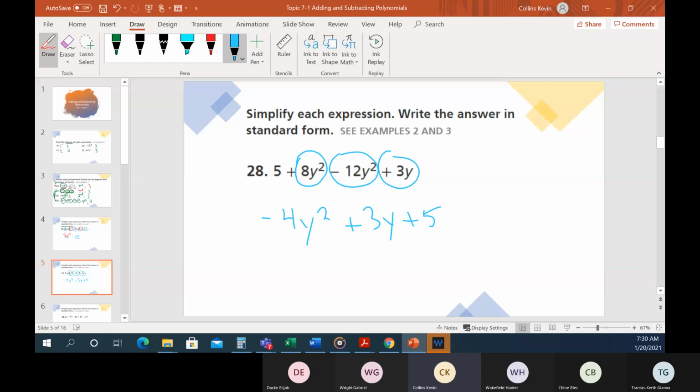Okay, easy peasy. So again, standard form means biggest exponent first, then in this case that was 2, then y to the first, and then the numbers always last. Combined terms, in this case we only need to combine the 8y squared and the minus 12y squared. So that puts our two guys together. And then the other guys, we just had to bring them down in order. That's it.